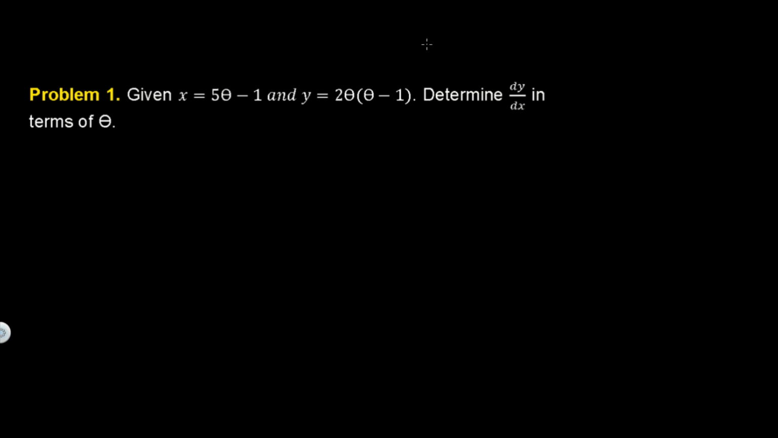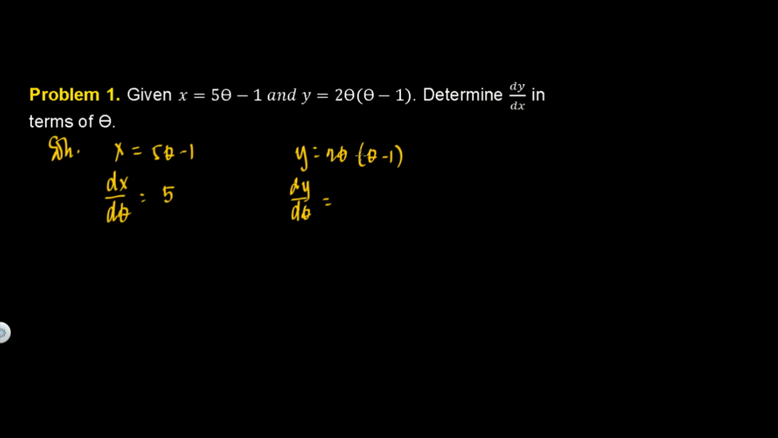So in our equation, we will use our first derivative, the one we derived using the chain rule. Let's differentiate x with respect to theta. This is easy. So we have 5 theta minus 1, and differentiating dx with respect to theta, we have 5. And for y equals 2 theta times theta minus 1, we can expand or distribute: 2 theta squared minus 2 theta. Differentiating y with respect to theta, we have 4 theta minus 2.